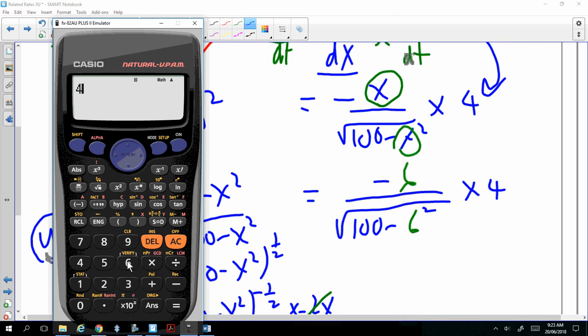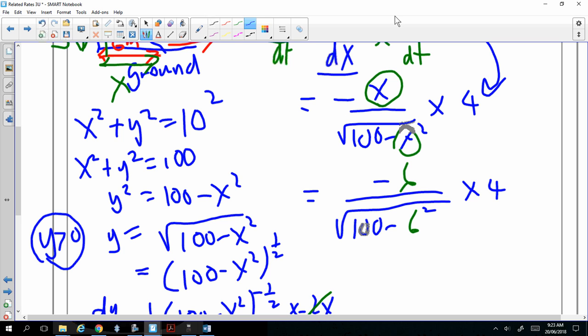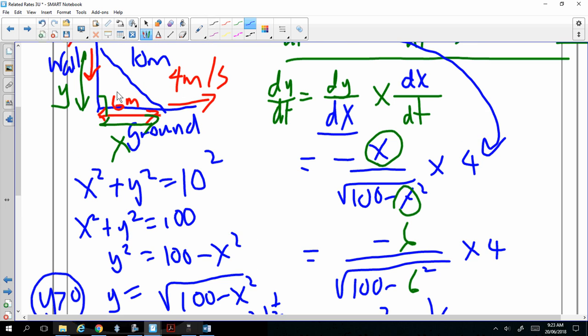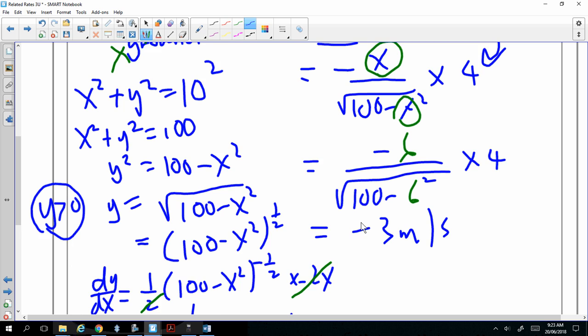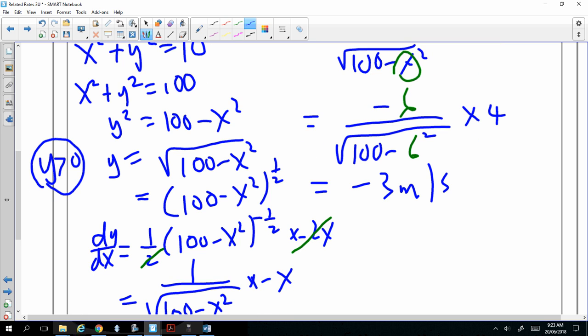The negative indicates to you that it's slipping down, isn't it? Because the quantity y is decreasing. That's why it's negative. So that negative tells you y is decreasing. And since y is decreasing, therefore it's slipping down, isn't it? The ladder is slipping down. So it makes consistent sense with the question, slipping down. So therefore, you can say slipping down at 3 meters per second.